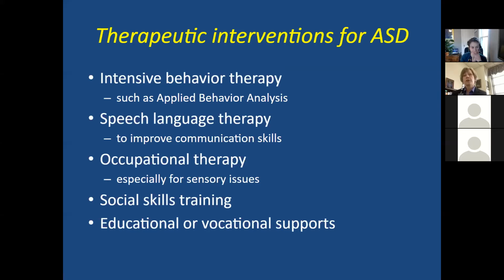Also, occupational therapy for those sensory issues we mentioned can be extremely helpful. Social skills training, especially for the adolescents and the adults. There is good evidence for help through social skills groups, for example. Social skills training is for all ages, with the groups more for the older kids and adults. And then the educational or vocational supports can be very important as well. Next slide.